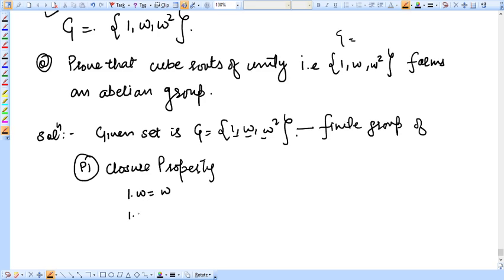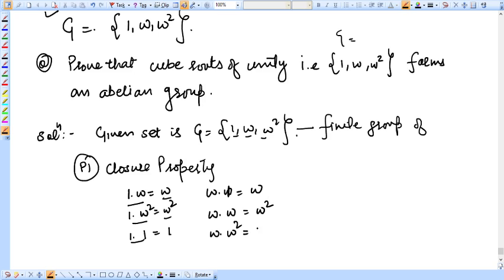Omega, right? If 1 is multiplied with omega square, what will we get? Omega square. If 1 is multiplied with 1, we are going to get 1 again. So the multiplication of this is omega, which is also part of G, the multiplication of this is omega square, which is also part of this, and 1 is also part of this. So these numbers are closed. Also you see, omega times 1 is equal to omega, and omega into omega is equal to omega square. Omega into omega square is equal to omega cube.